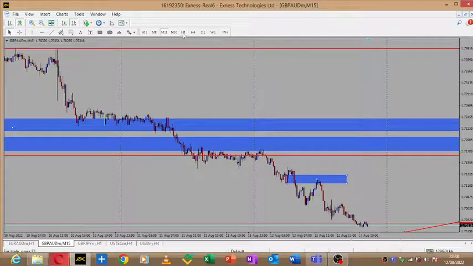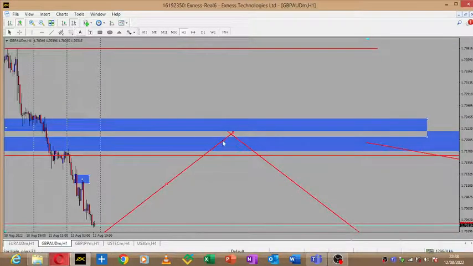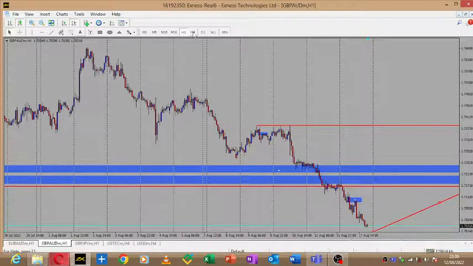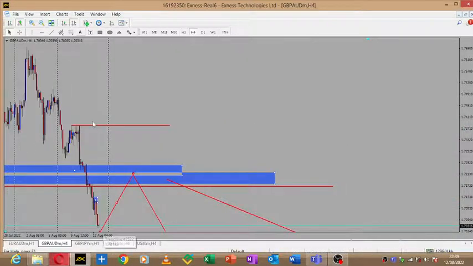But then as you can see, I'm just gonna wrap this video up. I'm expecting price to form a low right here. I'm expecting price to form a low within this trading zone right here.